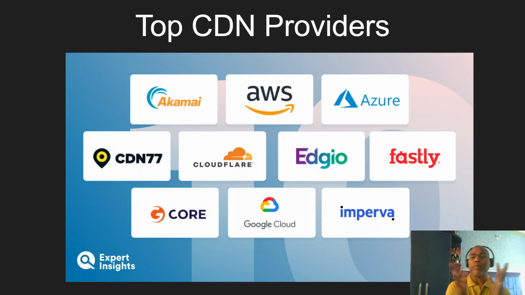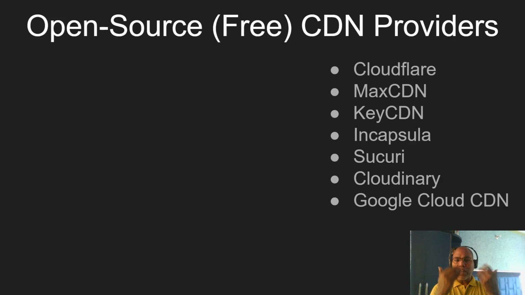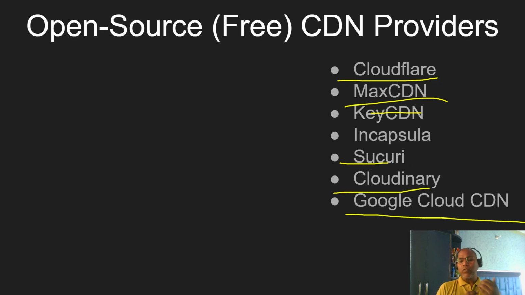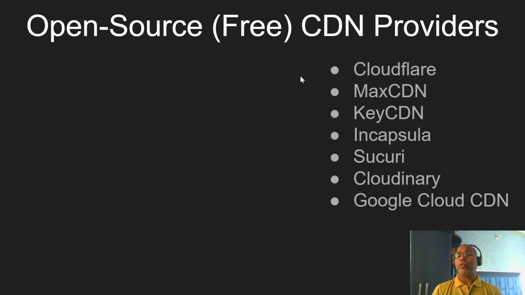And these are lots of top CDN providers. You can choose any one, but whenever we are choosing a CDN, we again have an option: open source CDN or commercial CDN. There are some open source CDNs available. You can just go and explore them: Cloudflare, MaxCDN, KeyCDN, and Google CDN as well. They are available as free or open source CDNs for your application.